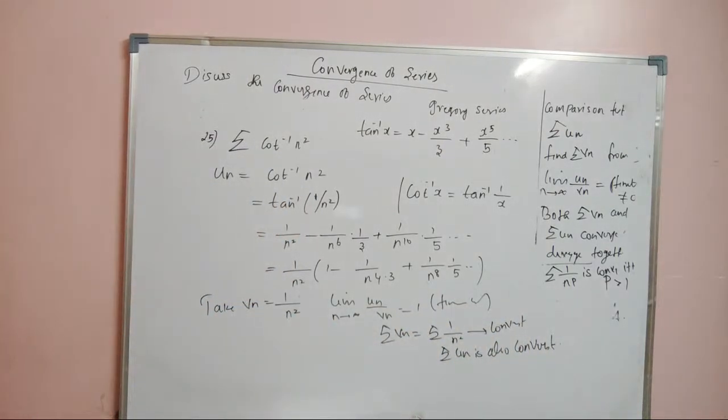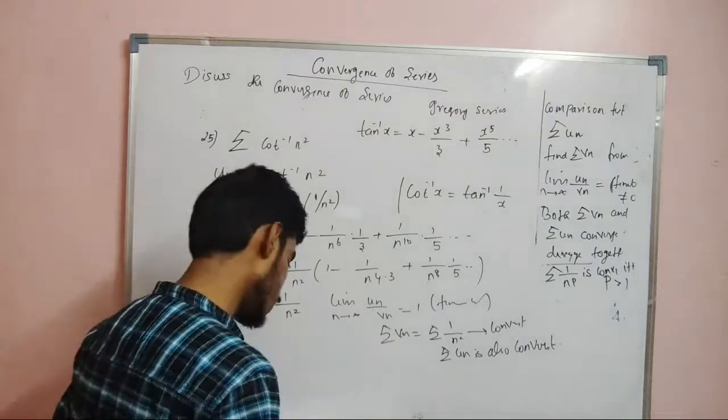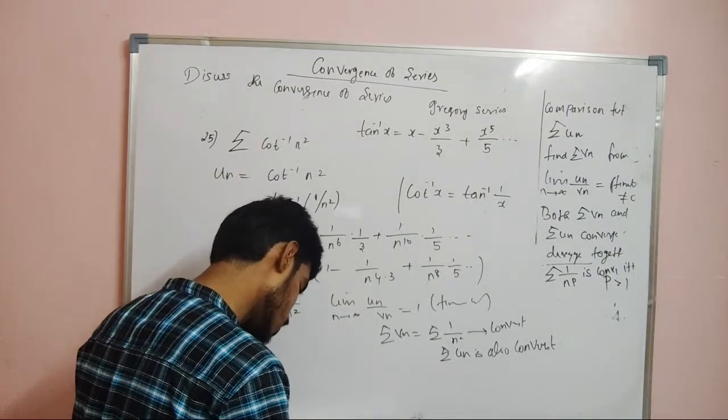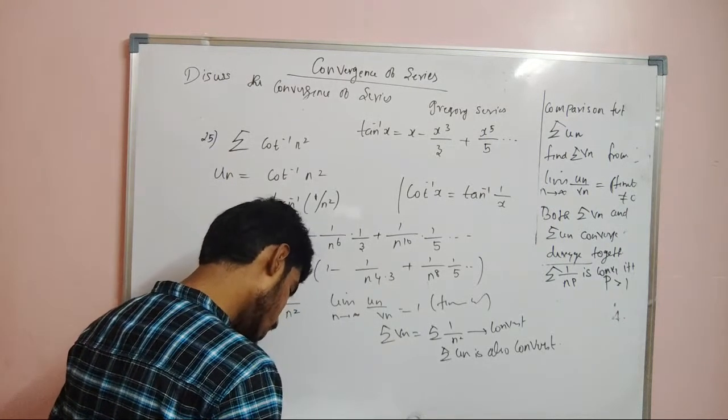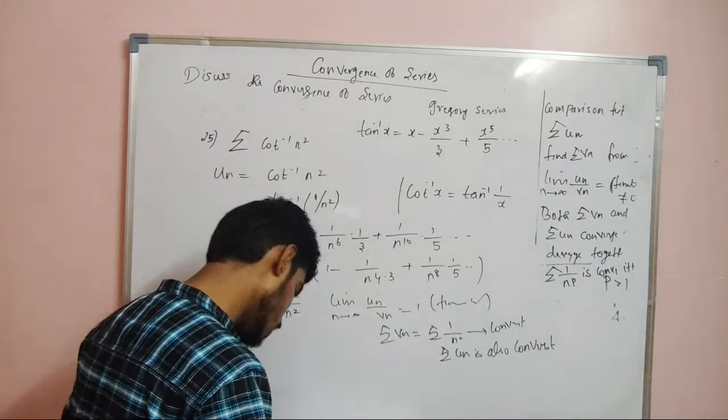So what we did so far is we have solved 25 problems based on comparison test, right? So what we are going to do now is, okay, there are some problems. Okay, we finished almost all problems.